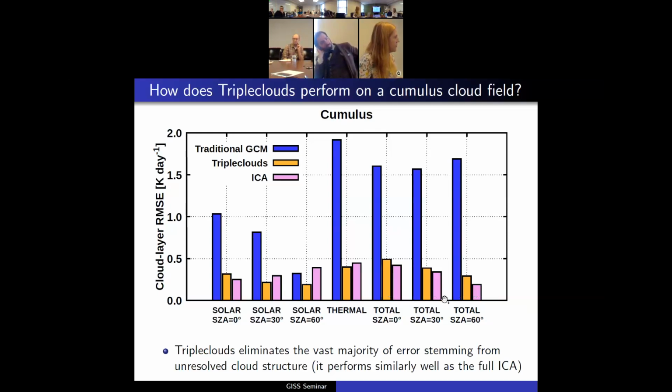So physically relevant quantities are of course thermal radiation during nighttime, and then the total effect during daytime, they were close in this case. ICA has got to be much more expensive computation, right? Yeah. Mm-hmm.